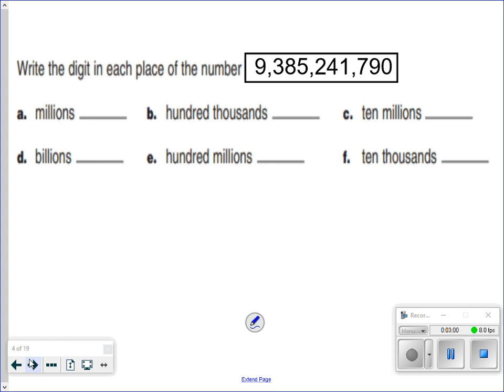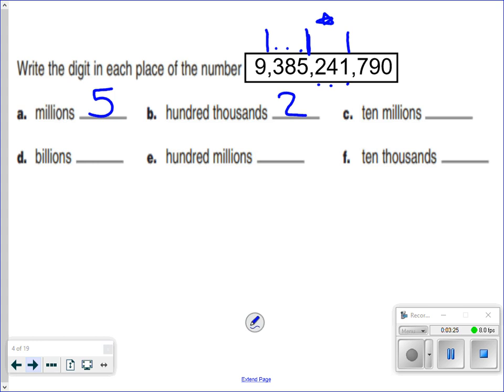9,385,241,790. Which one is in the millions place? Well, our million zone is right here. 1 million, 10 million, 100 million. In our millions place, we have a 5. 100,000s. So that's our thousand zone is in here. 1,000, 10,000, 100,000. That's my 2.